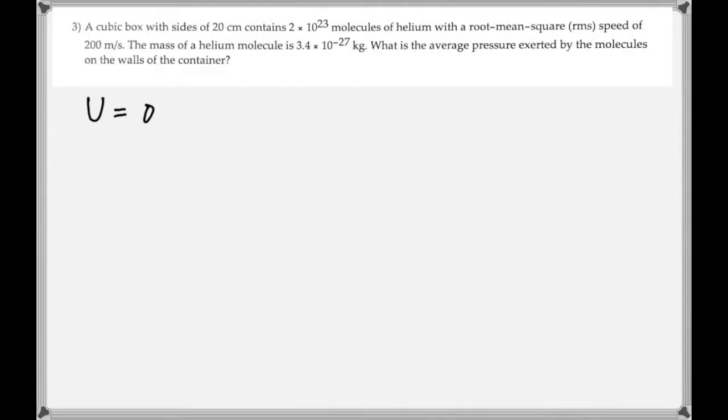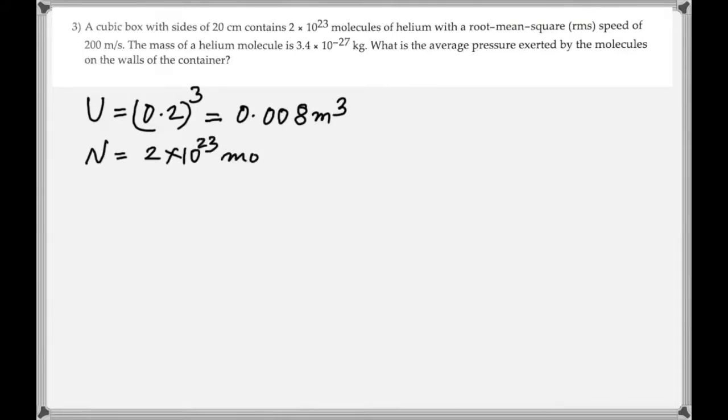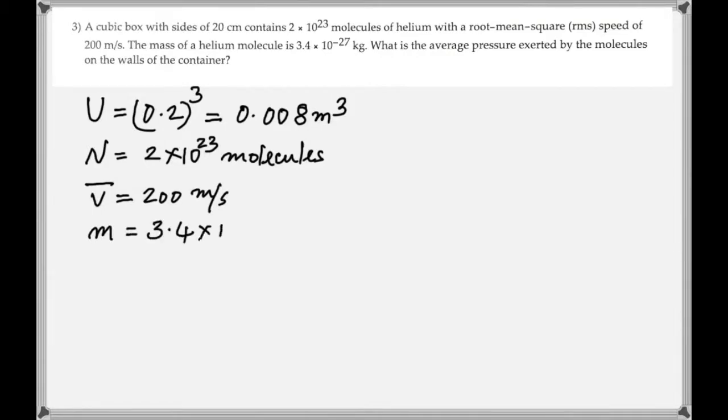Here we have a cubic box, with side given, the number of molecules given, and the root mean square speed given. What is the average pressure? This is a direct question because you can find the volume. You have to have it in meters and meters cubed. The number of molecules and the root mean square speed are given. The mass of a molecule is given.